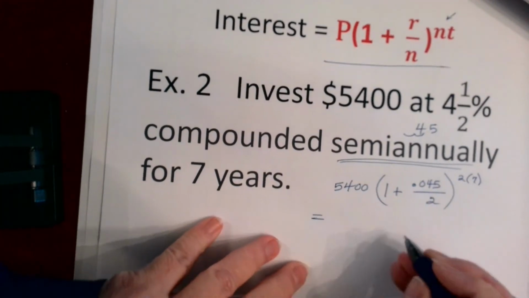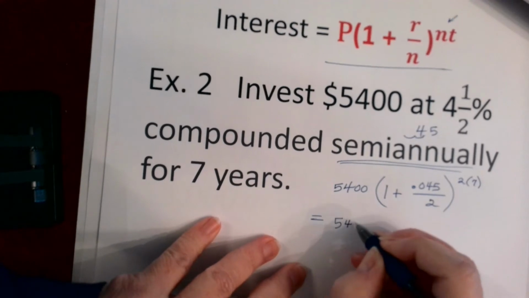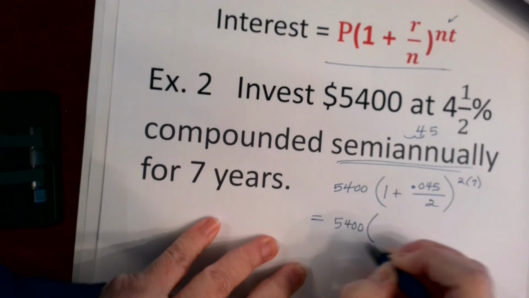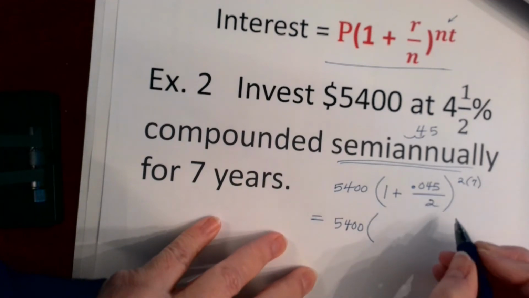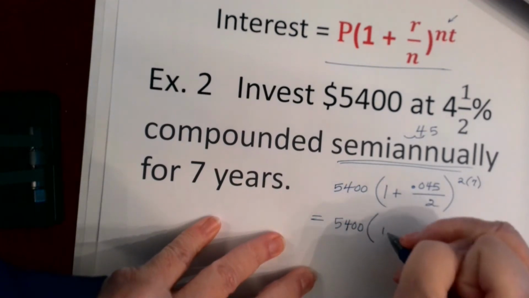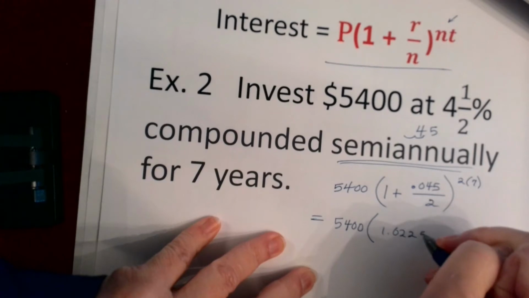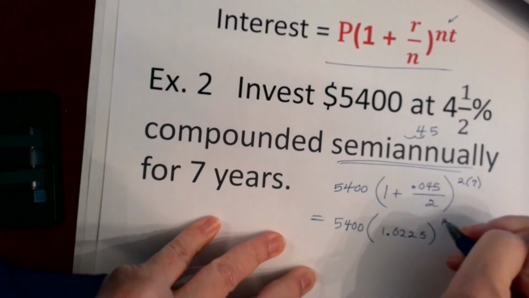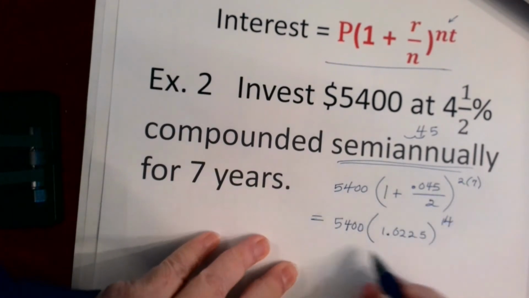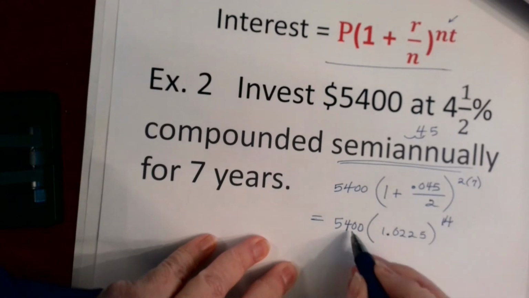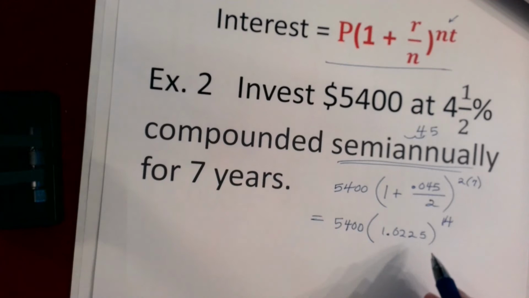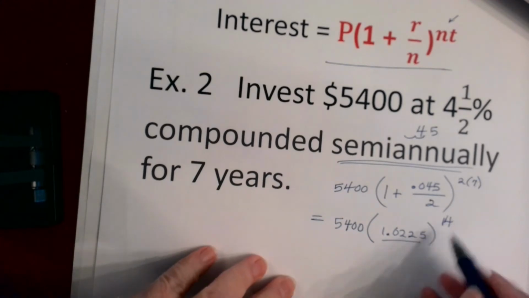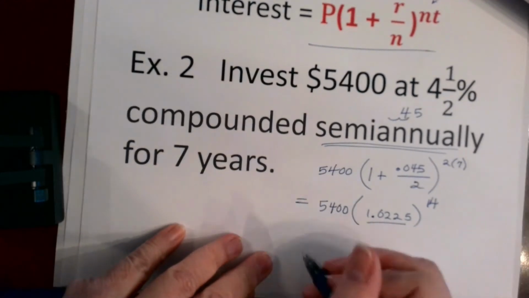So let's work on this. I'd like you to do the parentheses first. 1 plus whatever this is cut in half. That's 1.0225. And then raise that to the 14th power before you multiply it by 5,400. If you multiplied it first, you'd be raising everything to the 14th power, and we only want this part raised to the 14th power.